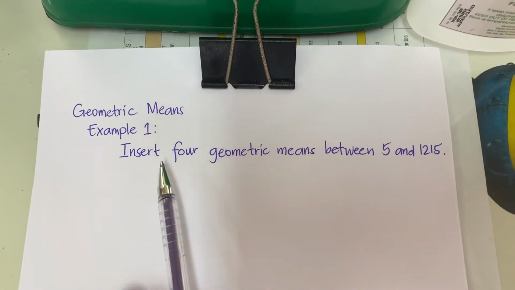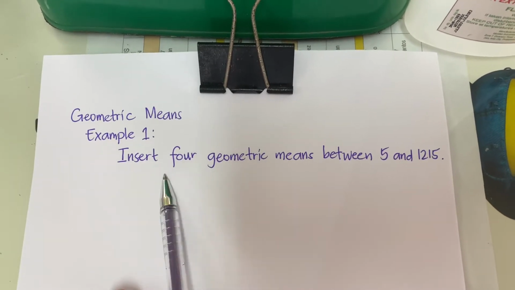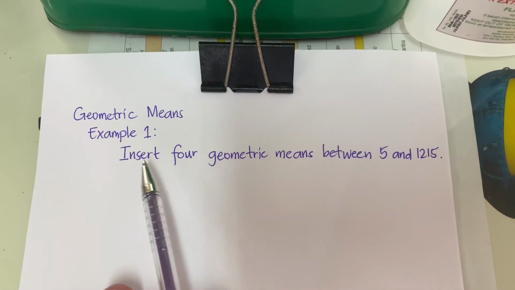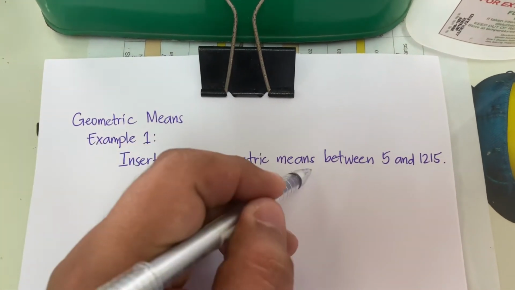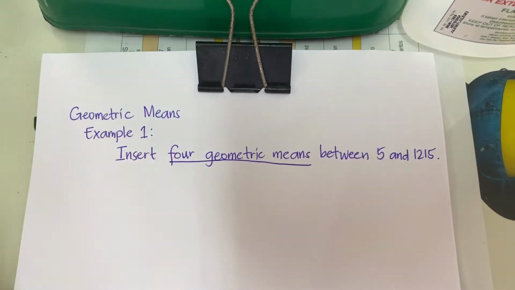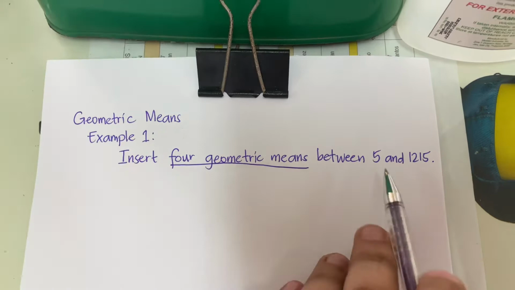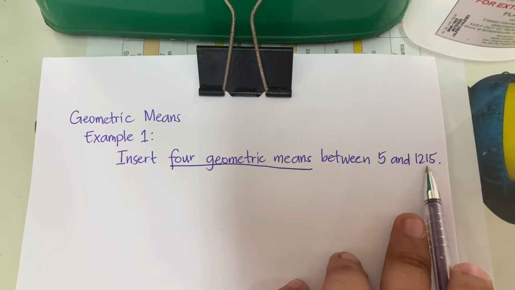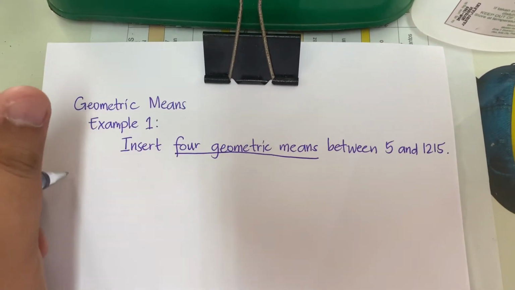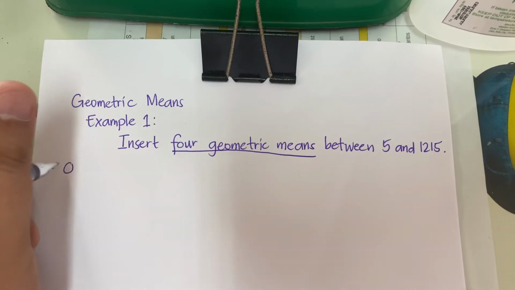Again, I need to understand the problem itself first, that I need to insert four geometric means, so therefore, between 5 and 1,215. So I need to illustrate first for my solution.